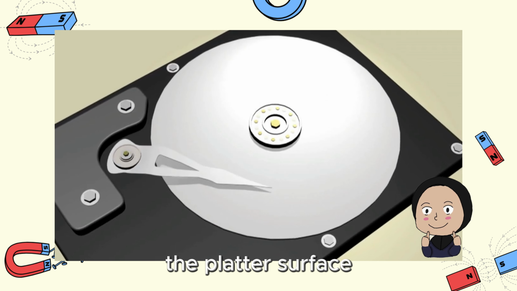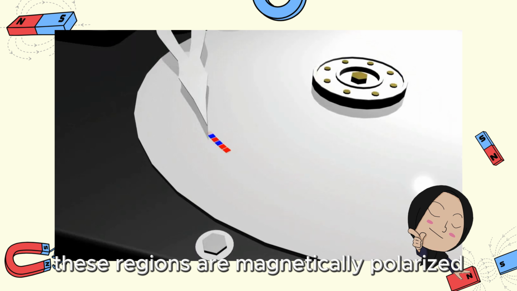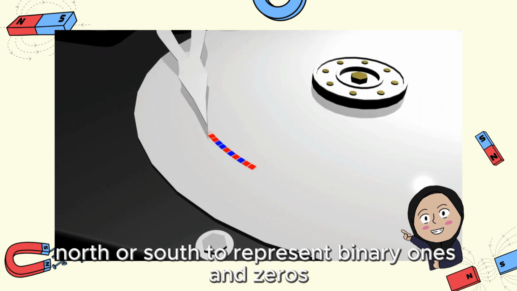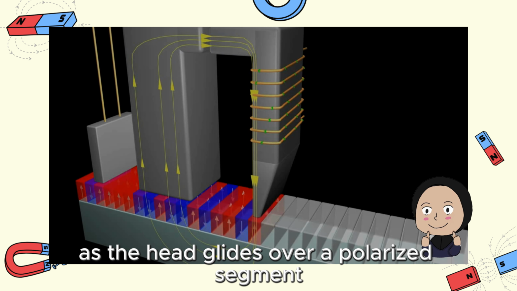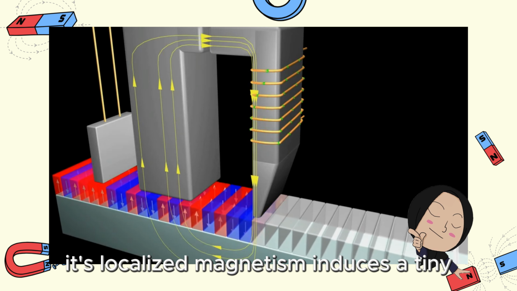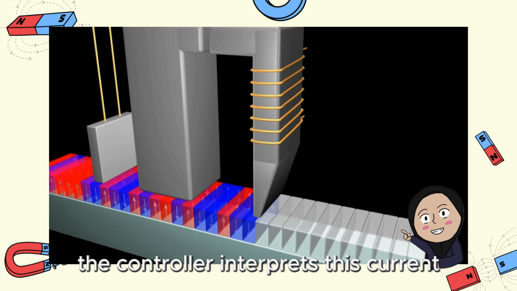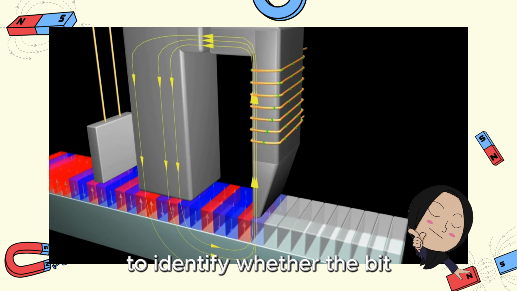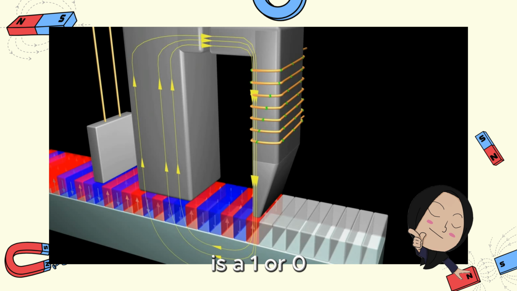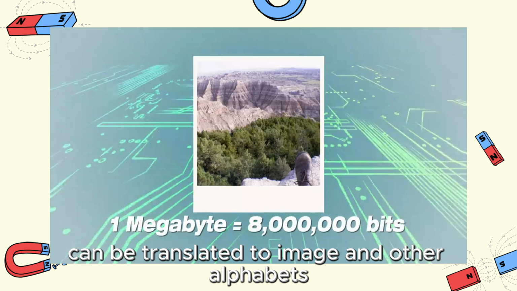Magnetized bits. The platter surface is coated in tiny regions of ferromagnetic material. These regions are magnetically polarized north or south to represent binary ones and zeros. As the head glides over a polarized segment, its localized magnetism induces a tiny positive or negative electrical current within the head's coil. The controller interprets this current to identify whether the bit is a 1 or 0. This arrangement of binary numbers can be translated to images and other characters.